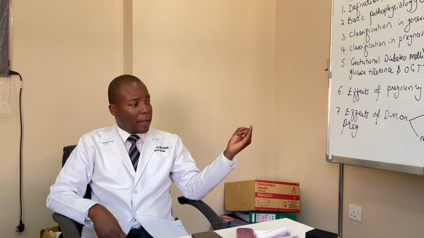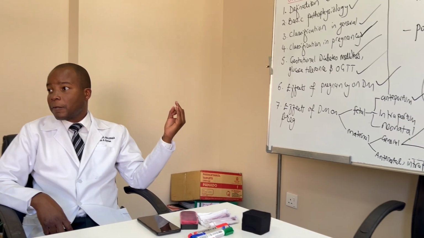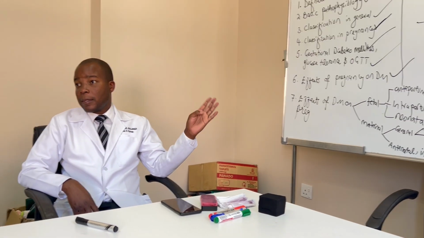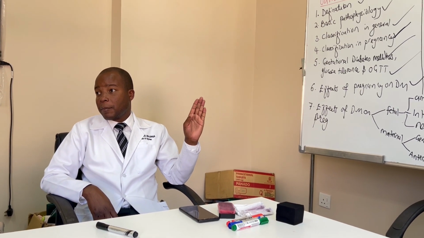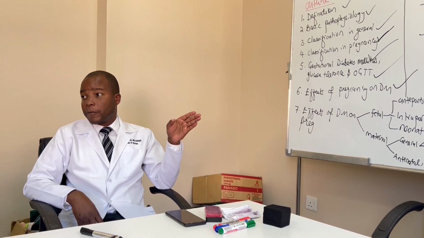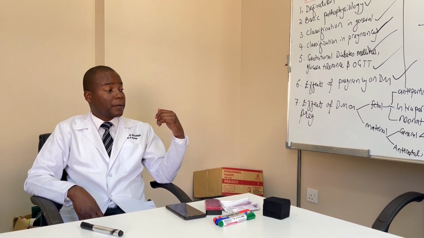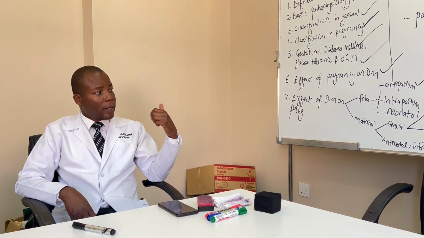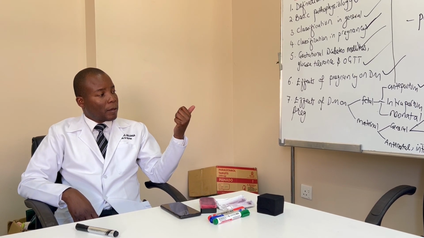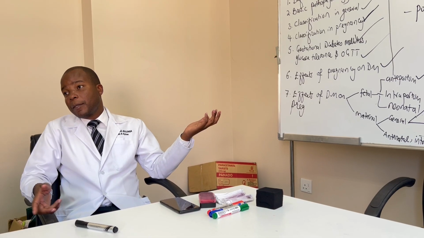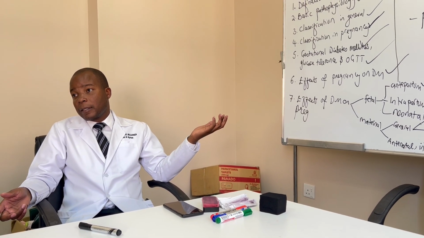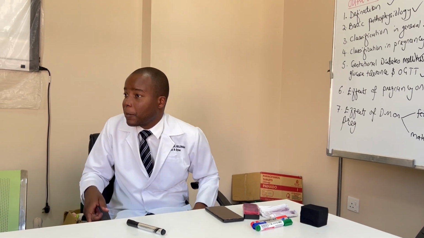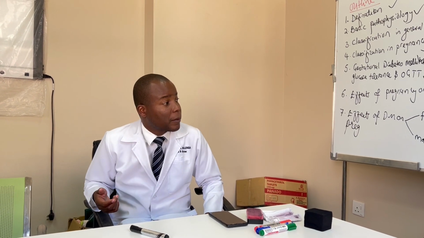So IUGR, macrosomia, fetal distress, congenital fetal malformations. These are the 4 main problems that you need to look out for in a baby that has got the mother with diabetes. Intrapartum, what are the problems? Obviously, a big baby will need prolonged labor. Right? So there's basically a risk of cephalopelvic disproportion.